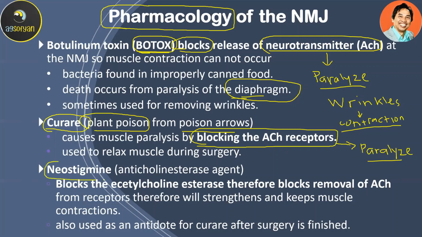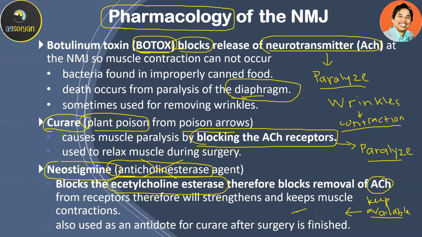And the last one is neostigmine. This is actually an anticholinesterase. This is the one that will block the acetylcholinesterase, the enzyme that removes the acetylcholine. So when this enzyme is blocked, what happens? The acetylcholine will stay available. When the acetylcholine stays available, what does that mean? The contraction will keep going. So what is the result? It's what we call tetanus. Tetanus means the muscle keeps contracted.